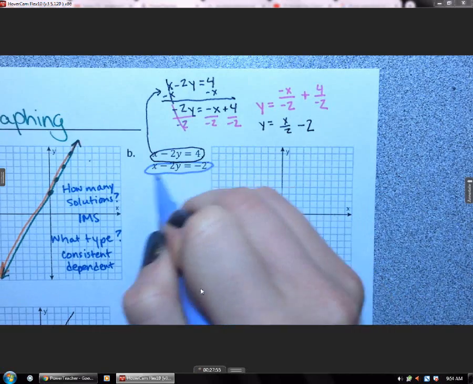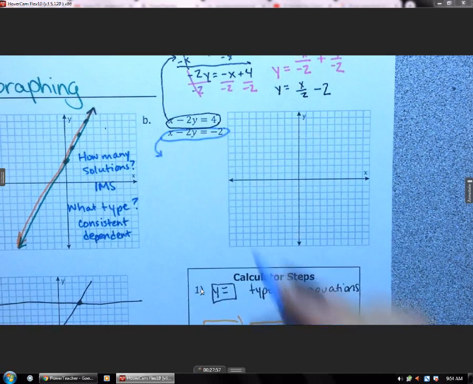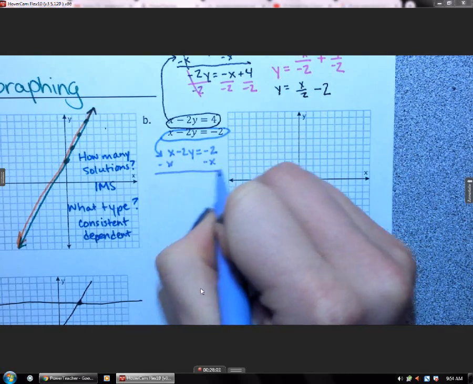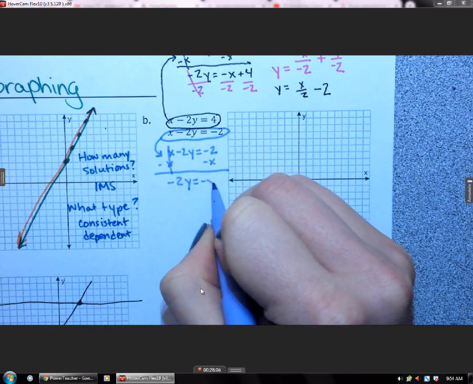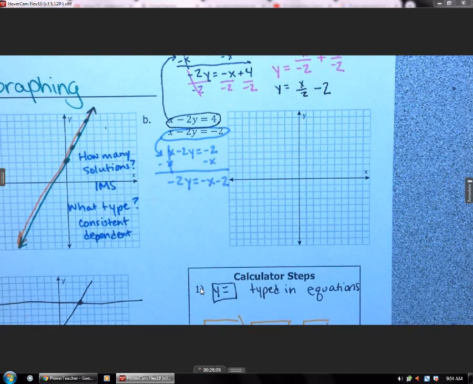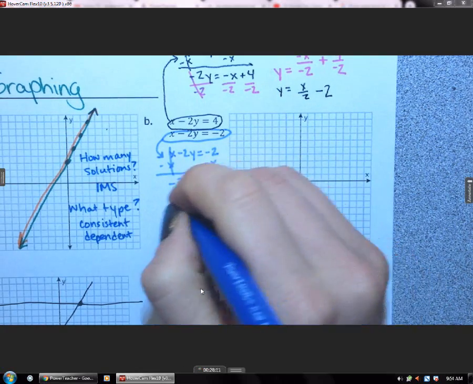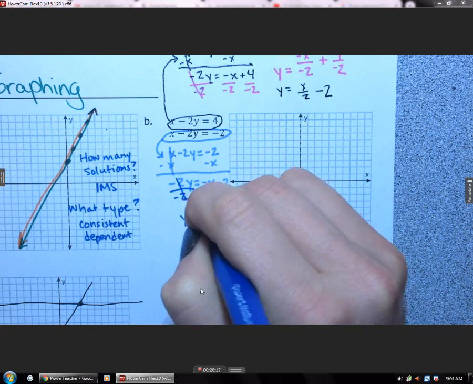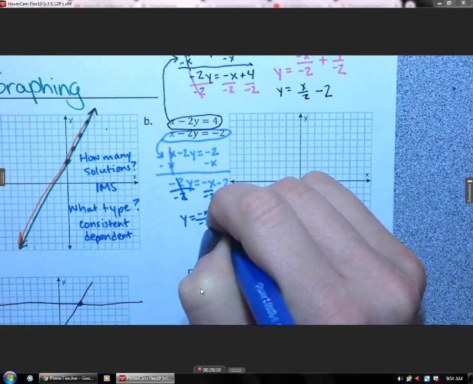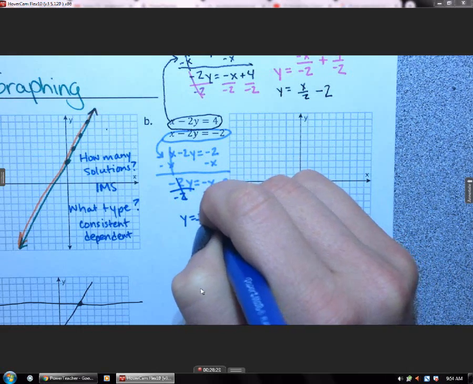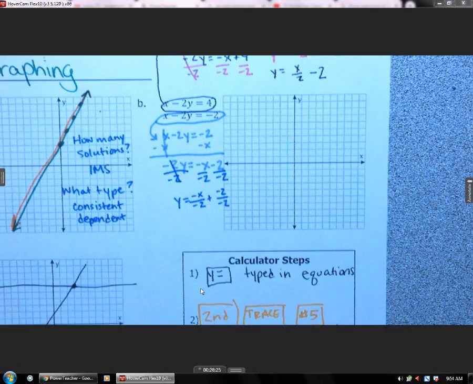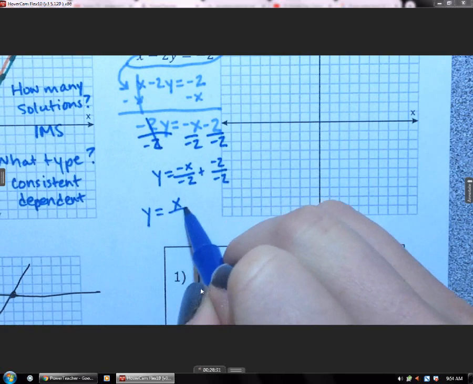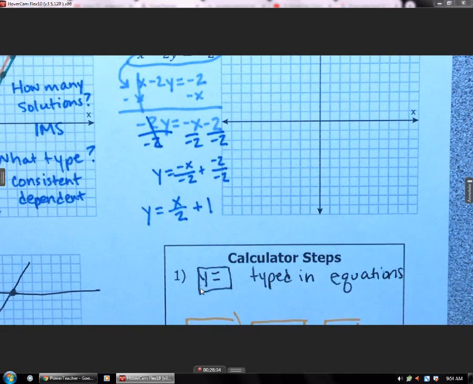Let's convert this one to y equals. Minus x on both sides. So negative 2y equals negative x minus 2. Divide by negative 2. So y is negative x over negative 2. Yeah, that's where I always just get confused. Plus negative 2 over negative 2. That simplifies to be y equals x over 2 plus 1.